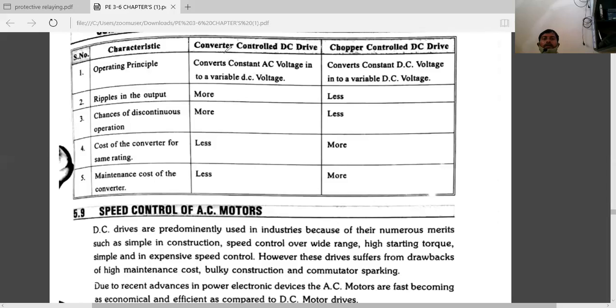So by using chopper, what are the benefits and what are the demerits? And by using converters, what are the differences? Let us discuss the difference. Operating principle: in the converters it is AC to DC, here it is constant DC to variable DC, the chopper operation. Ripples are more. Ripples are like this. These ripples are more in this AC.